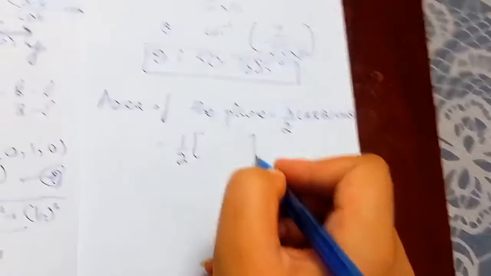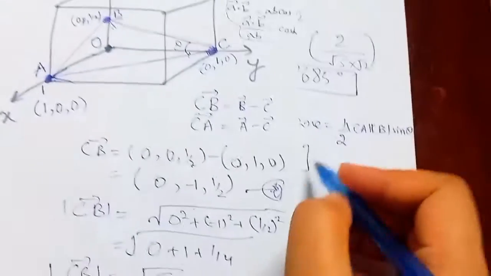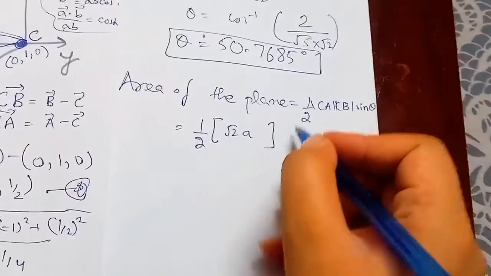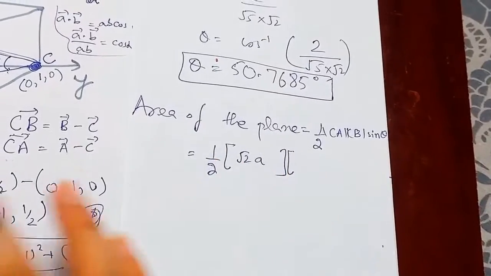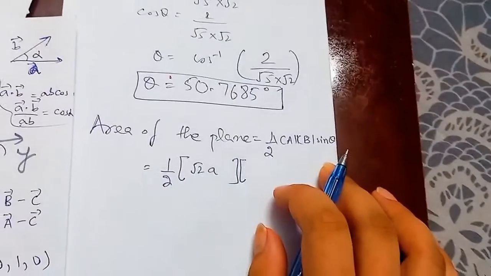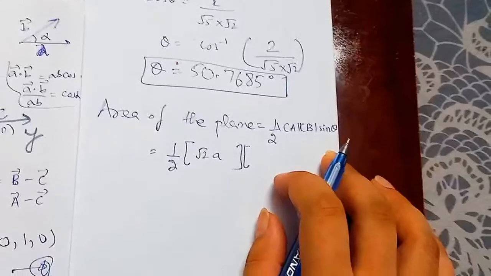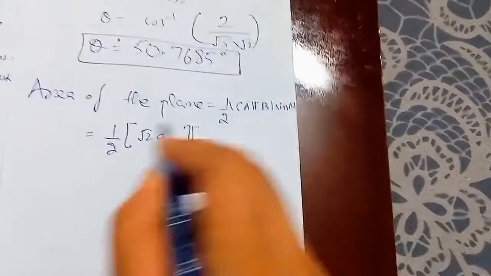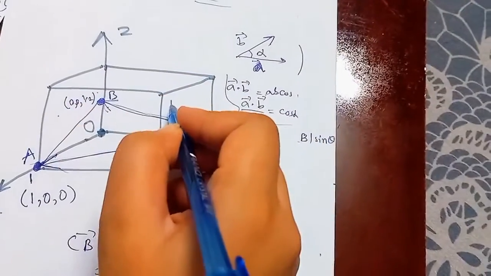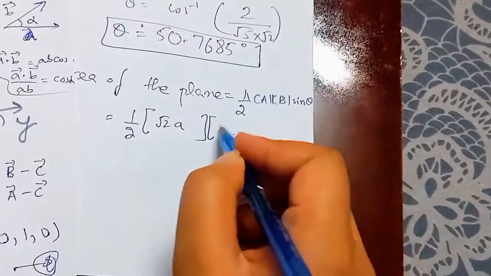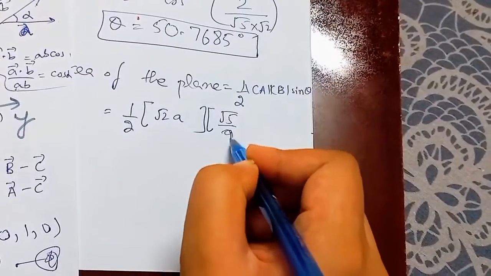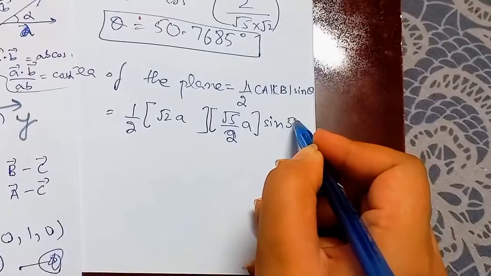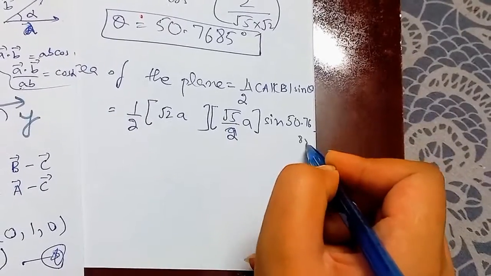What is CA length? The CA length was under root 2 into A. We'll take A as well because all of the parameters are in terms of A. A has to be multiplied at the end, whatever it is. So CB is this length, which was under root 5 by 2A. I'm writing it here. Sine of theta, 50.7685.